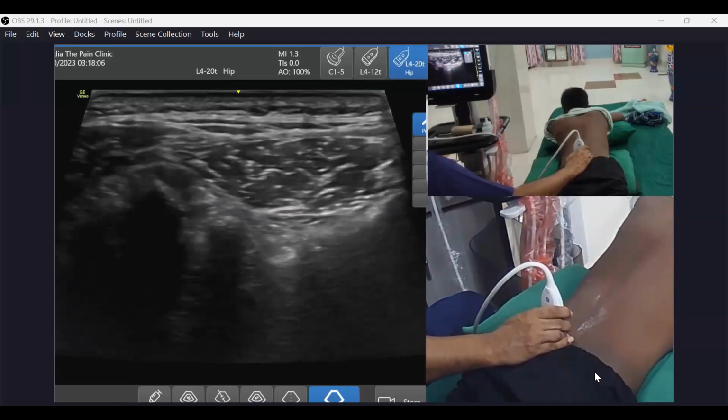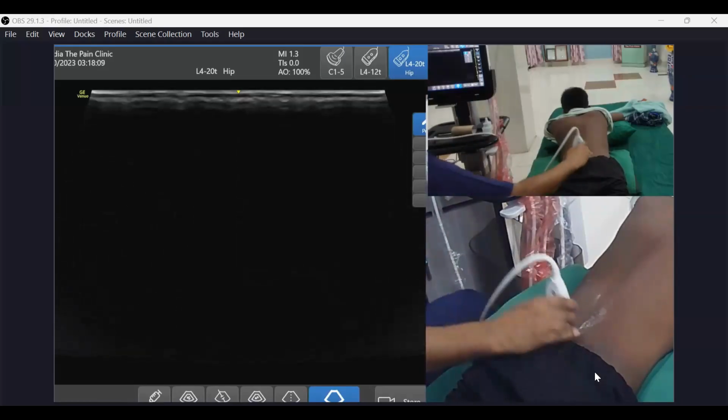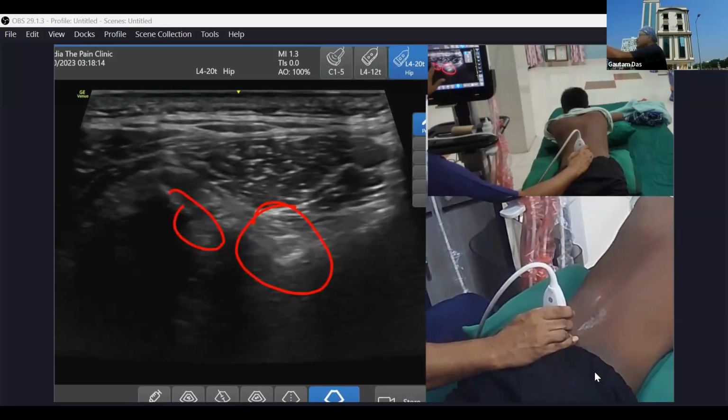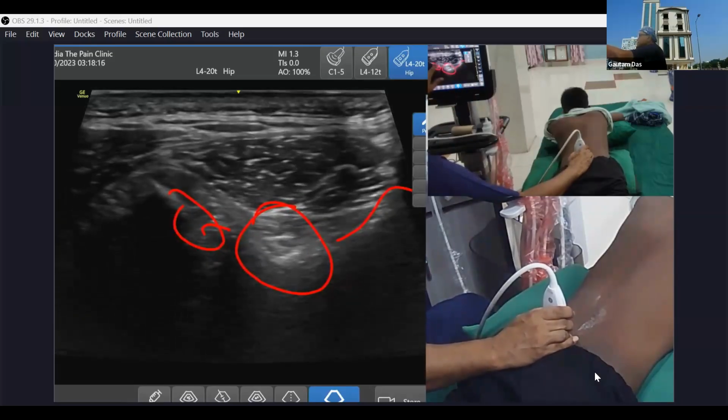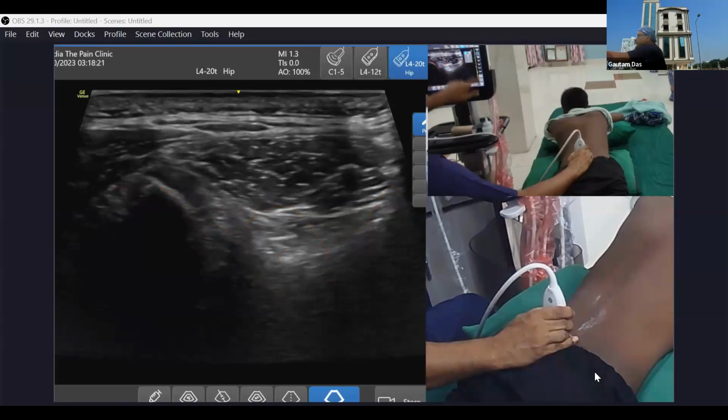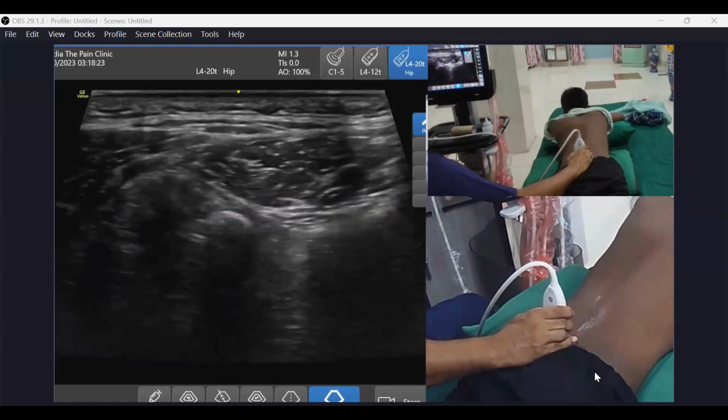Sir, S2 foramen. S2 foramen, you see, this is S2 foramen. This is the SI joint. This is the lateral sacral crest. This is the medial sacral crest. This is the ilium. This is the S2 foramen. Okay.